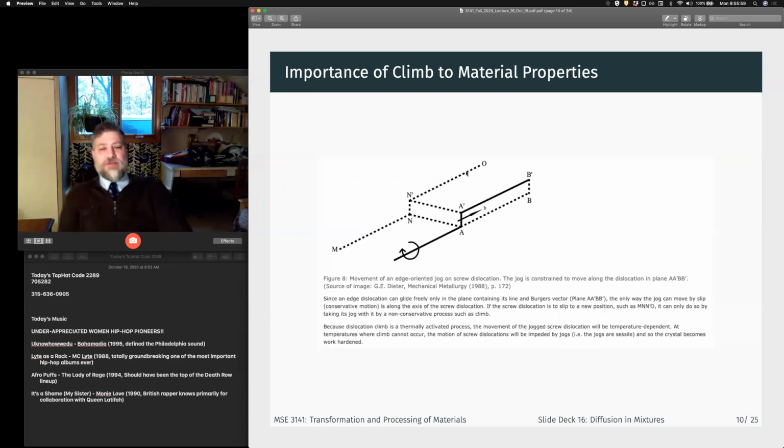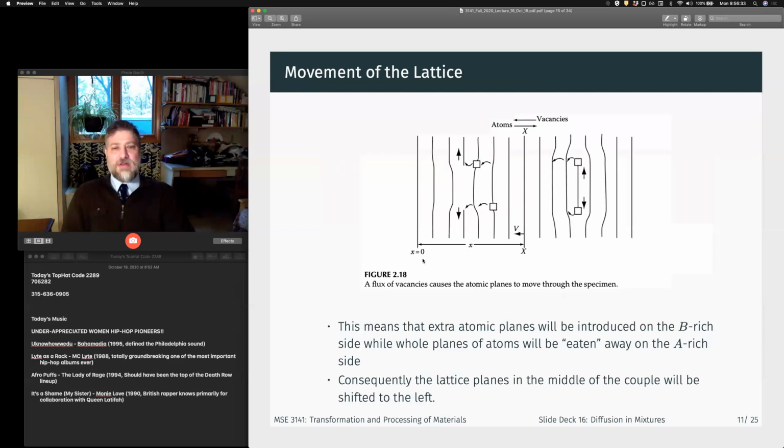Your book, the reading, makes a reference that talks about non-conservative motion and things like that. So I wanted to throw it out and just let you know where climb processes are important in other regards. It's really important in the recovery, the static recovery, and annealing of metals, right? So you'll talk about this in detail in mechanical properties, okay?